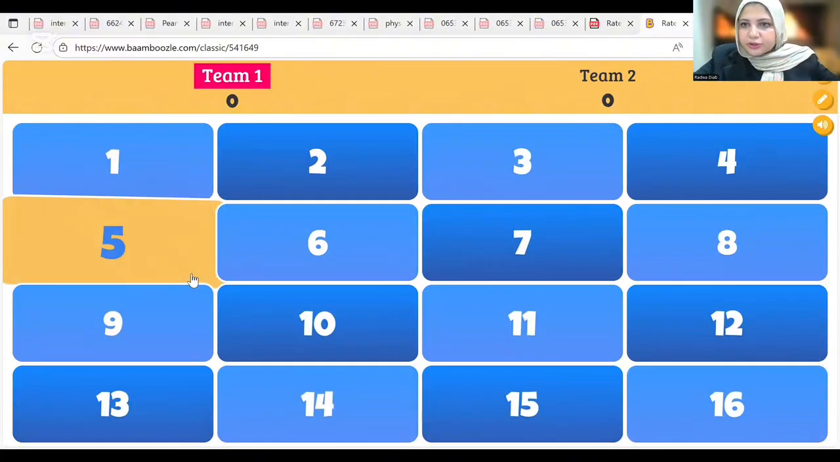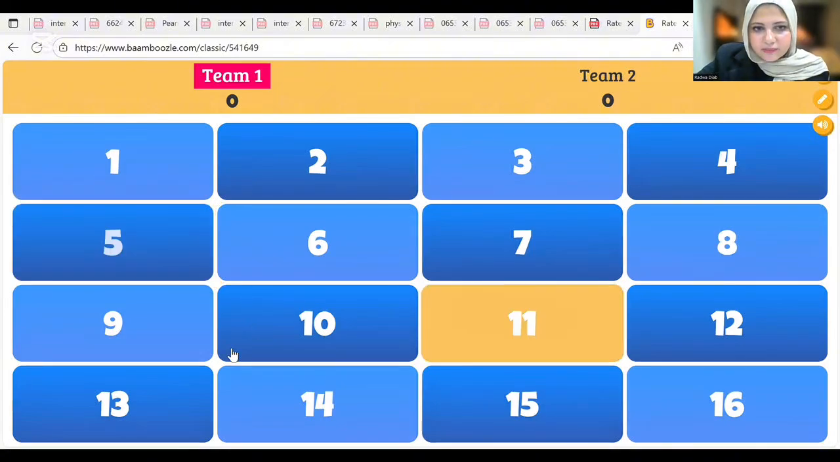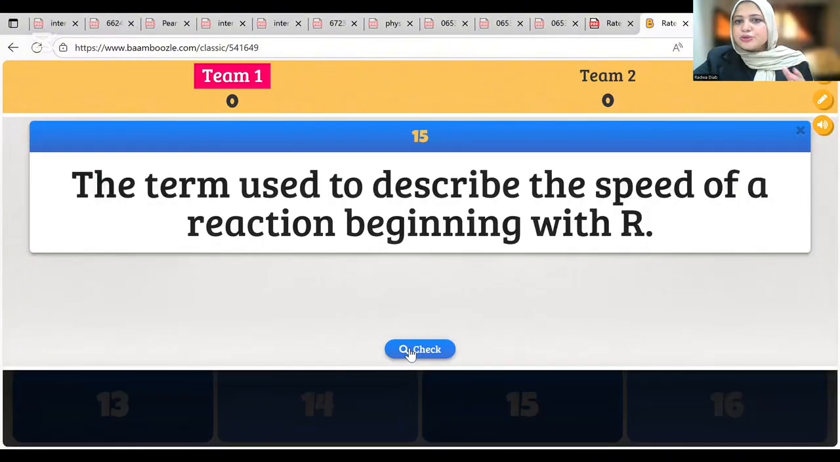Okay, here we go. So guys, I'm gonna divide you into two teams, one for boys and one for girls. Okay, let's start with the girls because ladies first. Okay, pick a number, please. Okay, for example, 10. The term used to describe the speed of a reaction beginning with R is... excellent, rate.